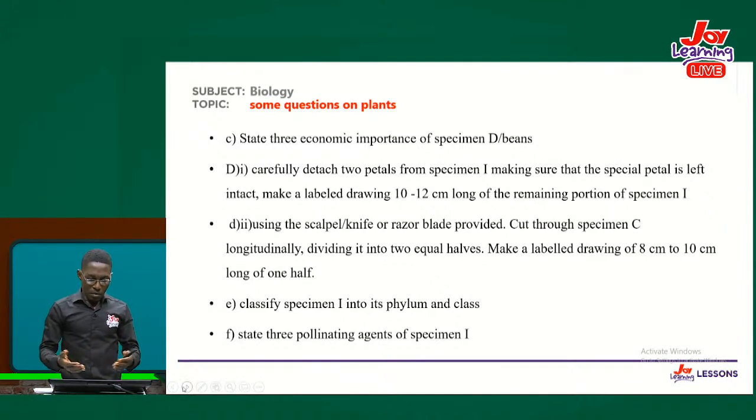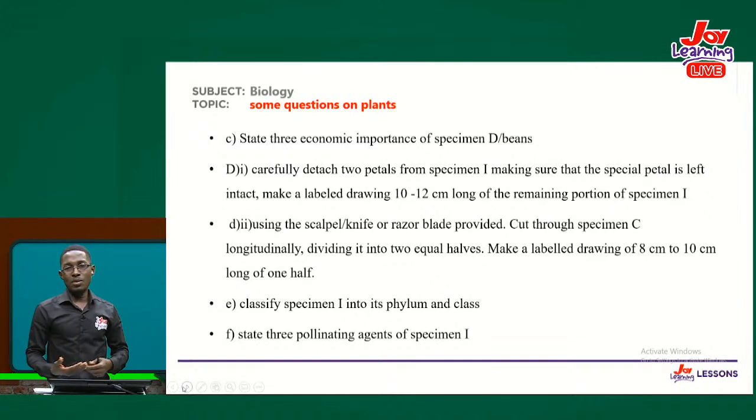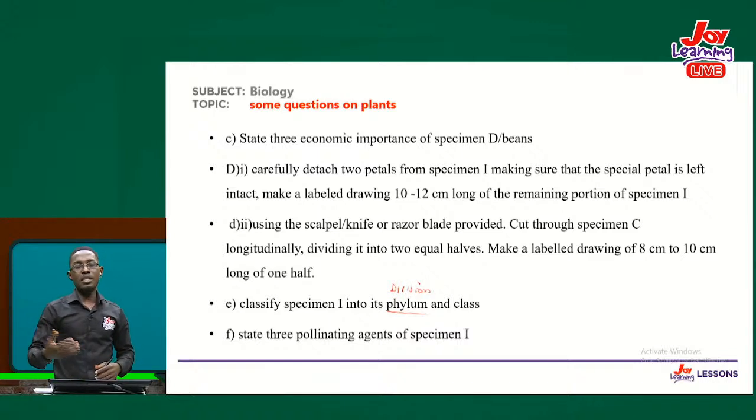Then they moved on. Classify specimen I, the flower, into phylum and class. If it's a plant, they'll use the word division. So in the division, you say, let's say, Angiospermophyta. Then the class, Monocotyledonae or Dicotyledonae. Not dicot or dicotyledon. Check it well. Same thing, state three pollinating agents of specimen I.